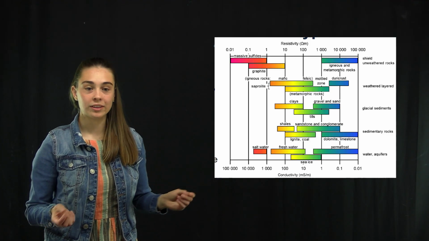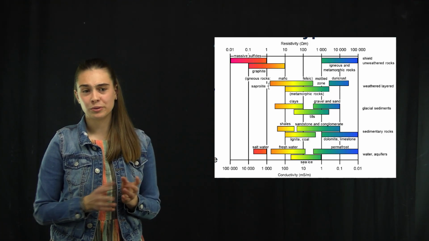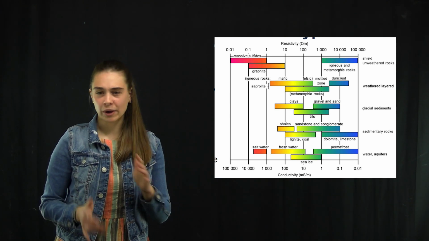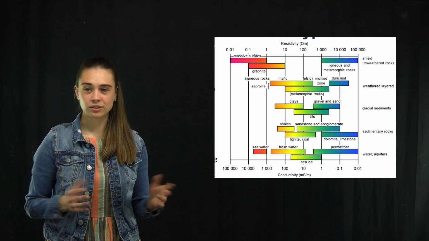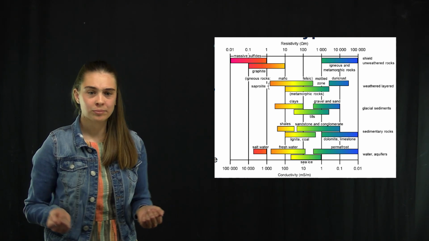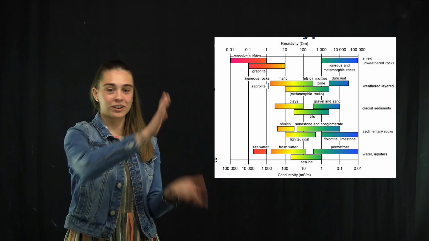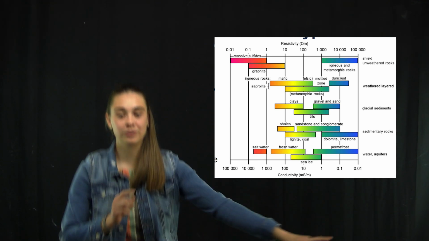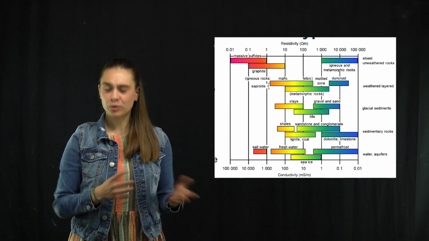So now we're going to look at different material resistivities. We use this in geophysics so we can estimate what kind of material we're actually looking at through our resistivity survey. So if you look at this chart here, the farther over to the left it is, so all the way down over here, the more resistive it is.